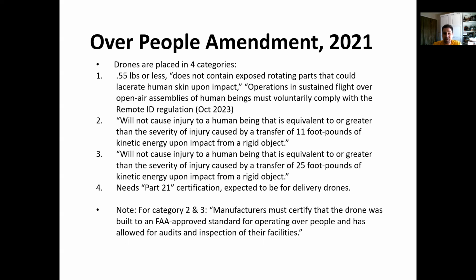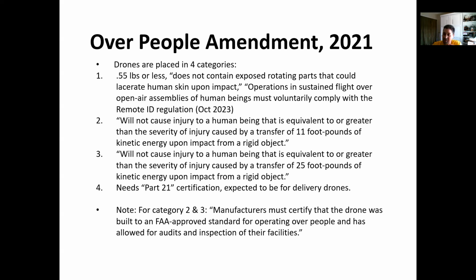For a drone that small, with blades that are an inch in size, I can't see how they would lacerate human skin if it fell from the sky upon impact. I think that's up for debate, honestly. If you're answering the questions on the test, go by these. Don't go by my opinions. Go by the language here.